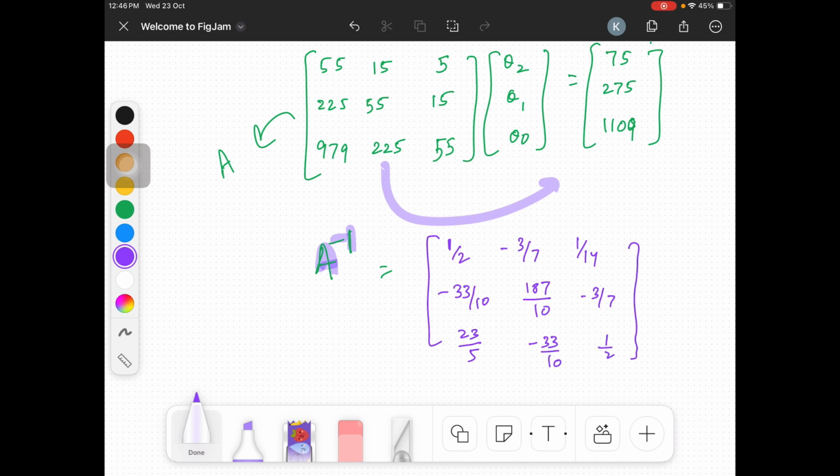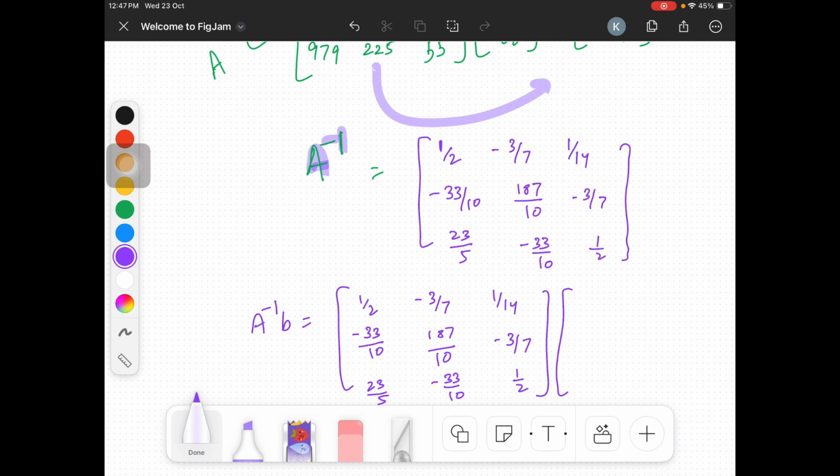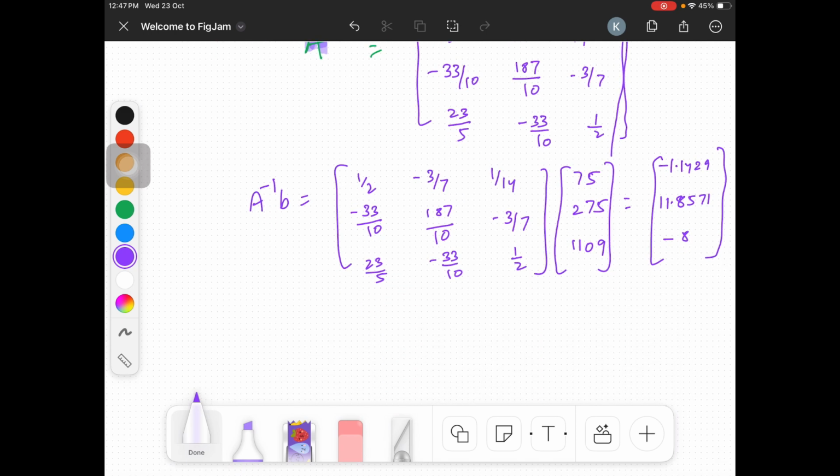and then you have 23 by 5, then minus 33 by 10, and then 1 by 2, right? Then you want to multiply A inverse and B. You want to multiply it with the right hand side vector, which is 75, 275, 1109. When you multiply, this is what you'll get: minus 1.1429, 11.8571, minus 8.